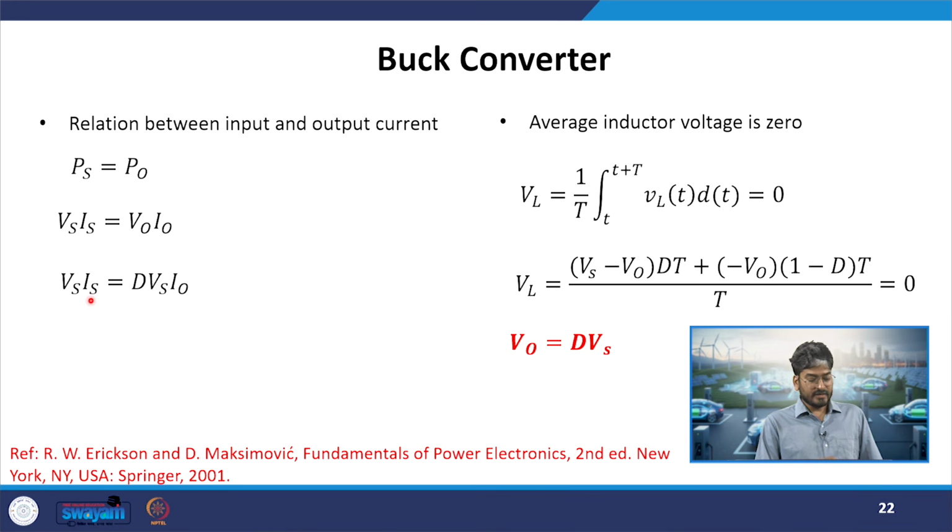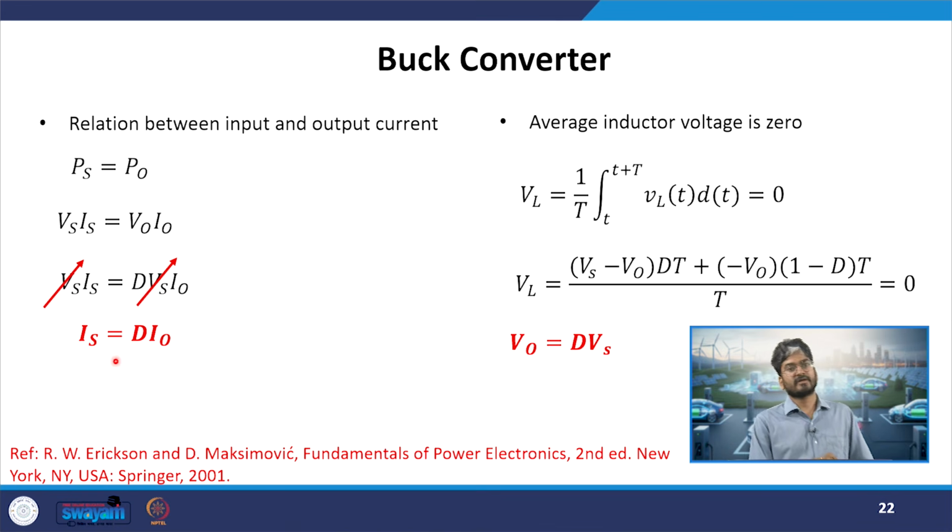So, when solving VsIs, we know the relation between V naught and Vs: it will be equal to duty ratio times Vs. So, I have just replaced that, then the Vs will be cancelling out, and we will be left with the relation between your input and output current. So, your source current will be equal to duty ratio times I naught.